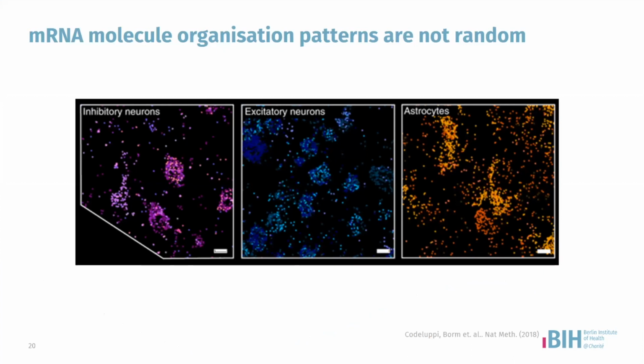So I'll go through an example to show that this is indeed possible and that mRNA molecule organization is not random. Here are some molecules that were detected by osmFISH in the mouse brain from the group of Sten Linnarsson. In these three panels, we see genes that were detected in a region of tissue, separated by what cell types they should be encoding for. Here are some genes that were detected for inhibitory neurons. In the middle, some genes from excitatory neurons. And on the right, some genes that were detected for astrocytes.